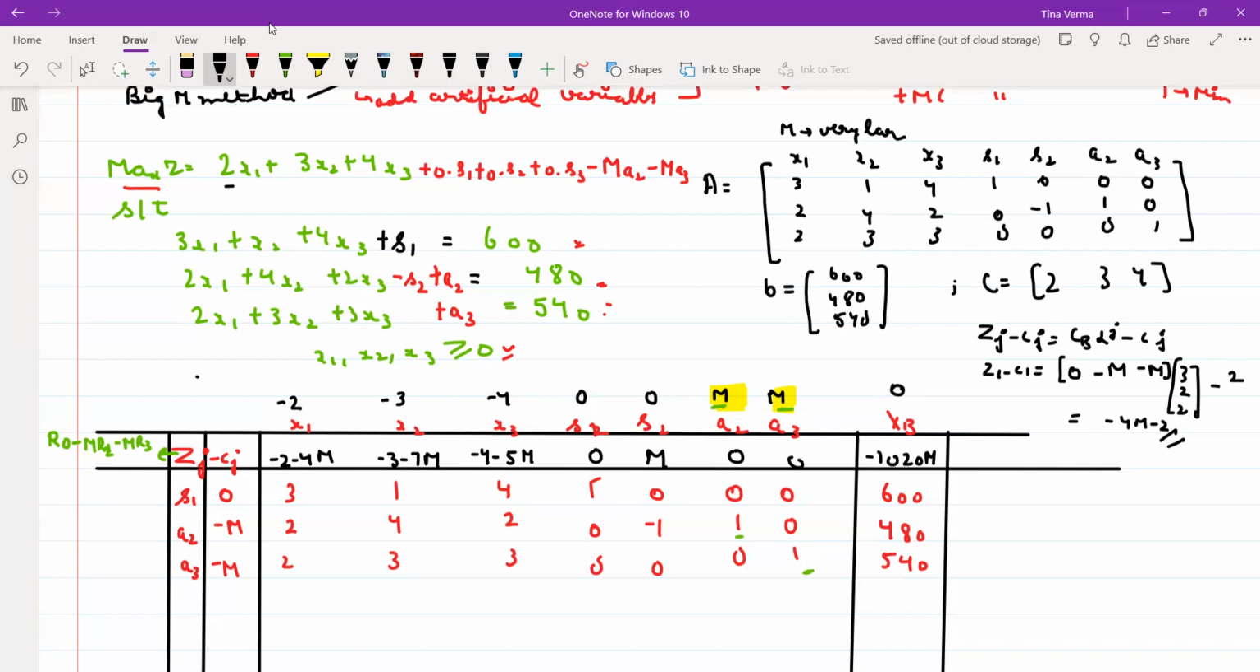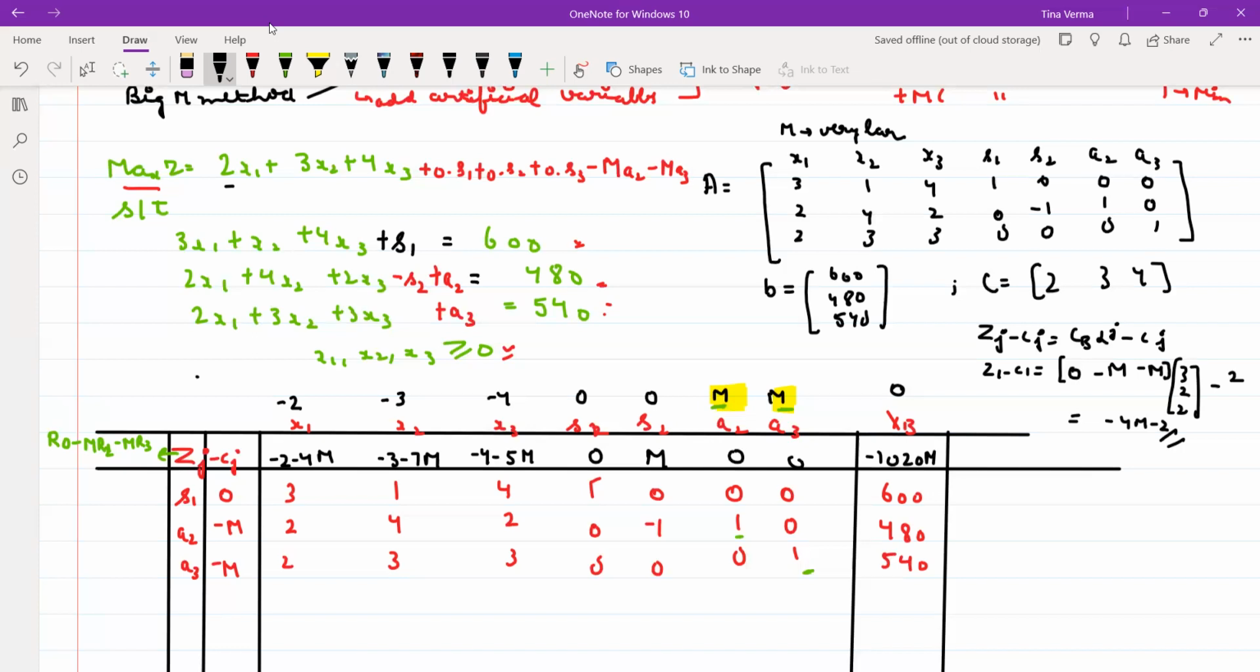Now the task remains the same. I can stop only when all my Zj minus Cj are greater than or equal to 0 for the maximization case. Now this is my maximization case. If my M is very large, suppose M is 1000, are all my Zj minus Cj positive, non-negative or zero? No, your Zj minus Cj are not all greater than or equal to 0, so you cannot stop the iteration.